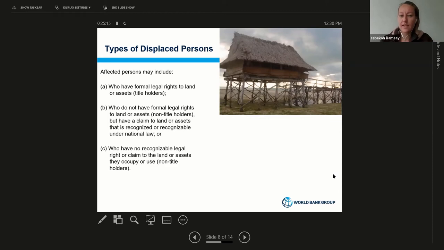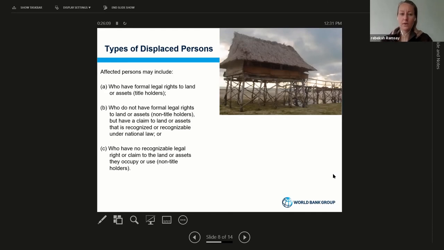So the typical type of affected person that we think of is the person who has formal legal rights to land or assets. We call these people title holders. And of course, in the Pacific, these people might be customary land owners, because the word title holders usually refers to the government, the state's legal land system. It usually refers to what the Ministry of Lands has done in terms of mapping out a cadastre and saying, look, here's a legally registered person with a land title, a title holder. But of course, customary landowners are also title holders, whether that is formalized by the Ministry of Lands or not. The dual systems are recognized.